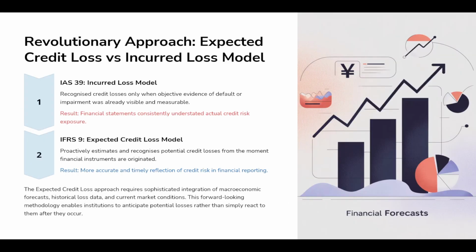The key innovation is the expected credit loss model, also known as ECL. Unlike IAS 39's incurred loss model, which only reacted after default, IFRS 9 uses forward-looking information, including macroeconomic forecasts, to anticipate potential losses. This proactive approach has several benefits.